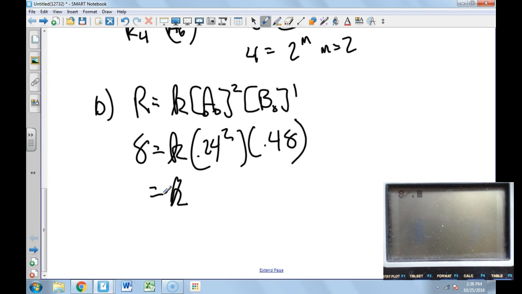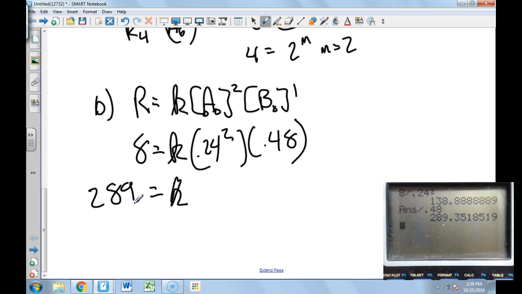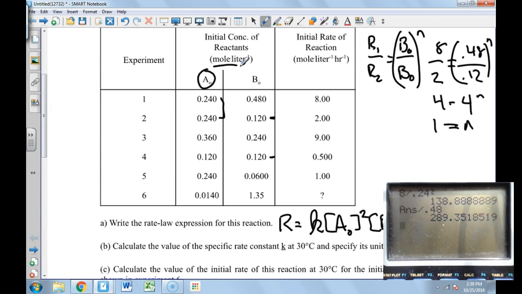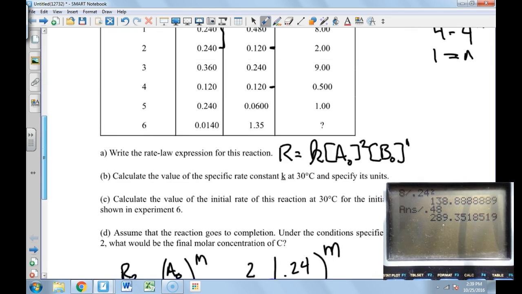Okay, and now we solve for K: K equals 8 divided by 0.24 squared, and remember, order of operations is going to square the 0.24 before it does that, and then we divide by 0.48. So your answer is 289. But now we want to make sure that we have the right units. In order to get the right units, we have to figure out the units of this. It's moles per liter, and the unit of time is hour.